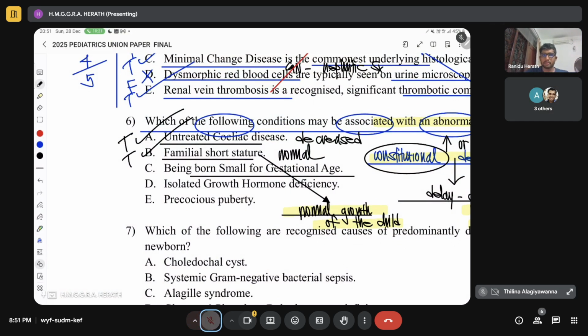Yeah, I was thinking it's false, right? Yeah, true.